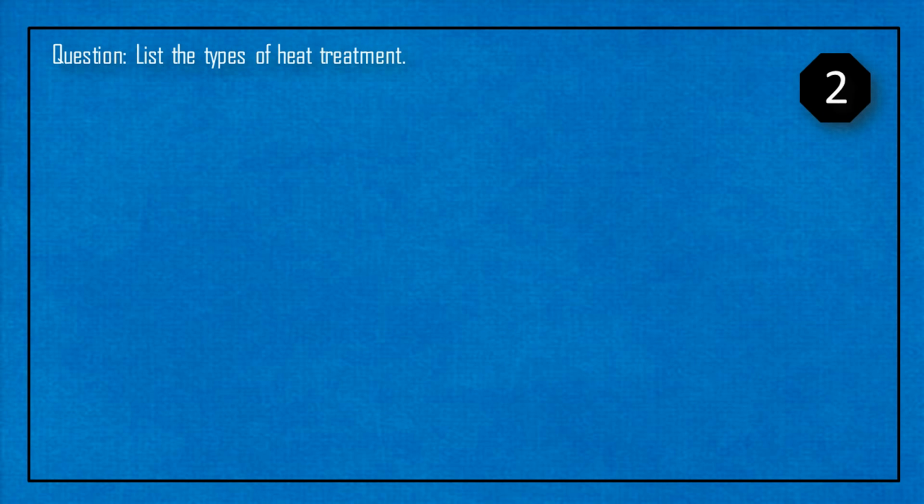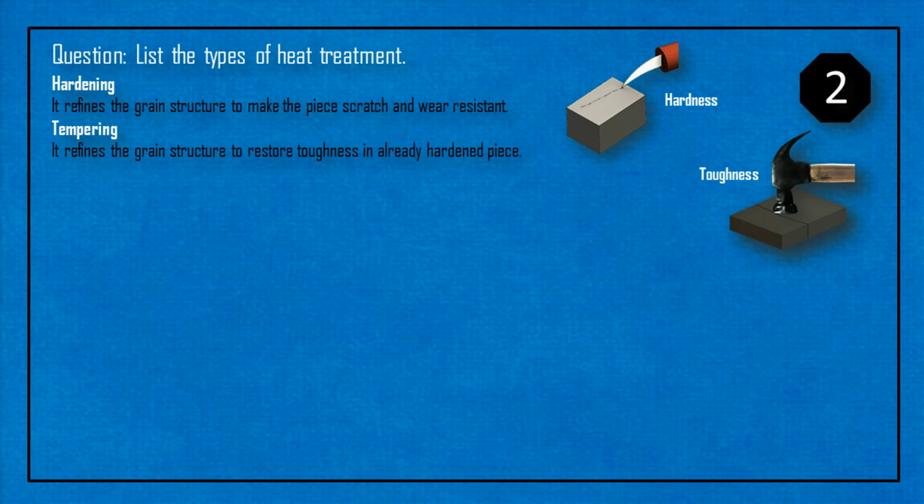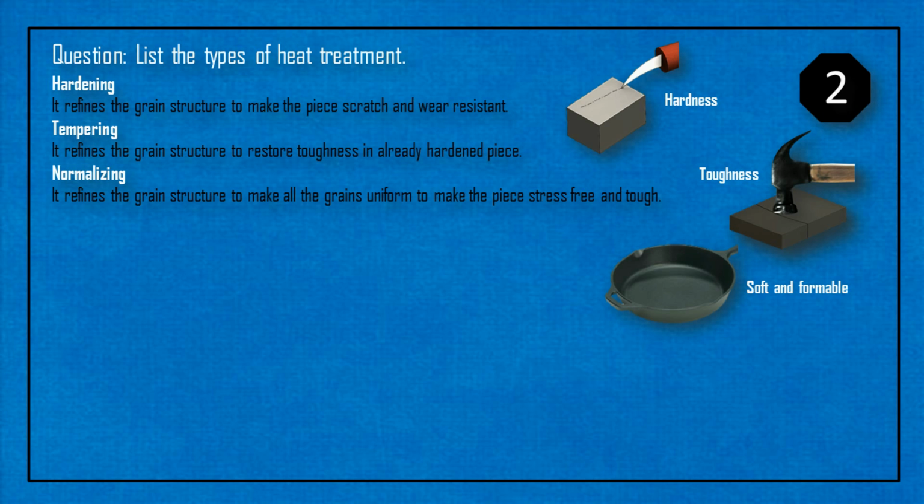List the types of heat treatment. Hardening. It refines the grain structure to make the piece scratch and wear resistant. Tempering. It refines the grain structure to restore toughness in already hardened piece. Normalizing. It refines the grain structure to make all the grains uniform to make the piece stress-free and tough. Annealing. It refines the grain structure to restore softness, ductility and formability in already heat-treated piece.